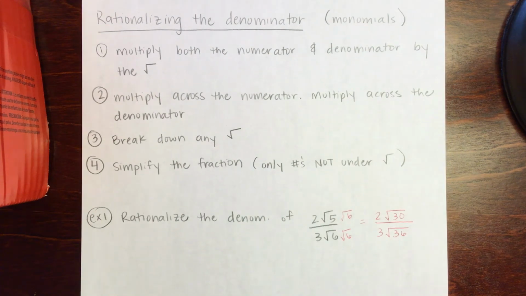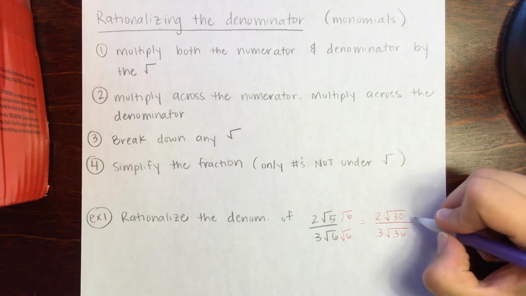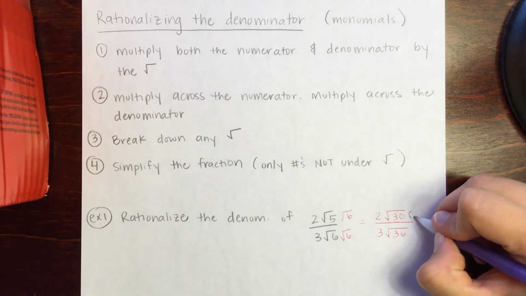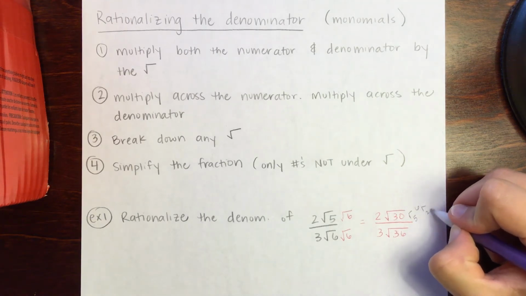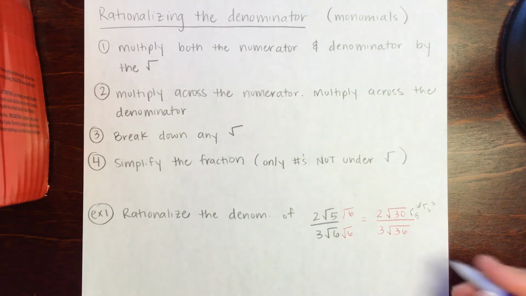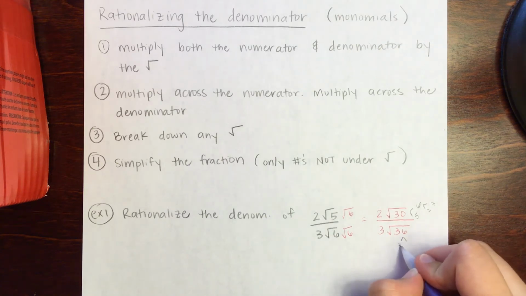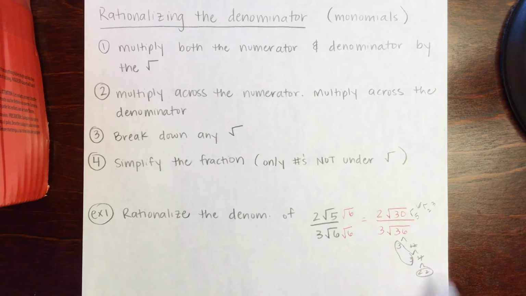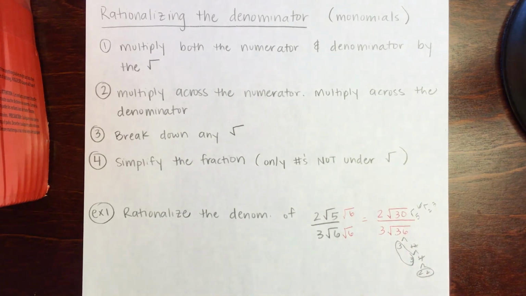Step 3, break down any of your square roots. If I tried to break down square root 30, it's 5 times 6. 6 breaks down into 2 and 3. It doesn't break down any further. There aren't any pairs, so I'm going to leave it as square root 30. In the denominator, you could just realize square root 36 is 6, or if you fully broke it down, you'll see that you have a pair of 3's and a pair of 2's to come out of the square root and nothing left underneath.